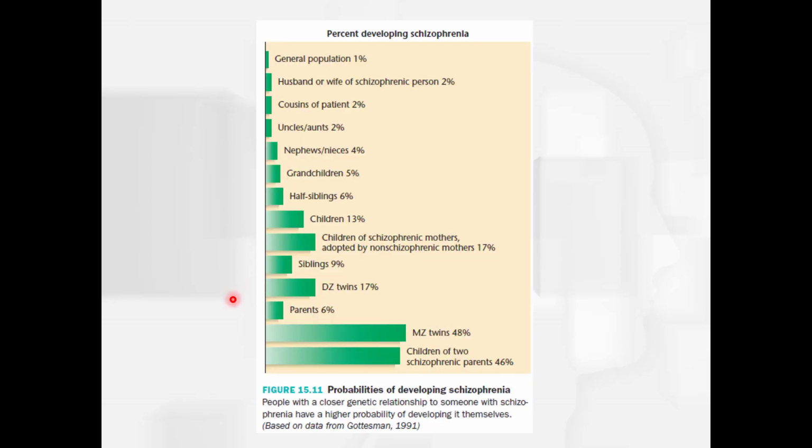This figure shows the probabilities of developing schizophrenia. So in the general population, we have about a 1% probability of developing schizophrenia. Now, if we go down here to siblings, if you have a sibling with schizophrenia, you now have a 9% probability of developing schizophrenia. Dizygotic twins, it's almost twice the rate, 17%. Monozygotic twins, 48% probability. And the children of two schizophrenic parents, 46% probability. But again, remember, this increase in probability doesn't mean you're destined to get schizophrenia because it's not 100%. There has to be some sort of environmental influence as well.